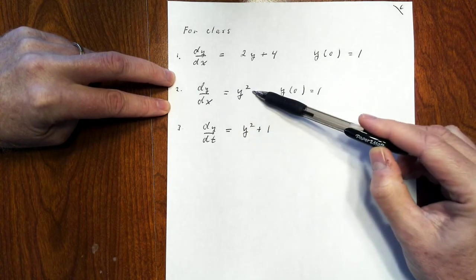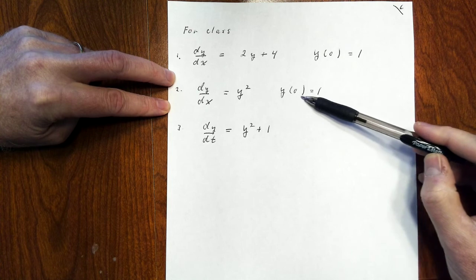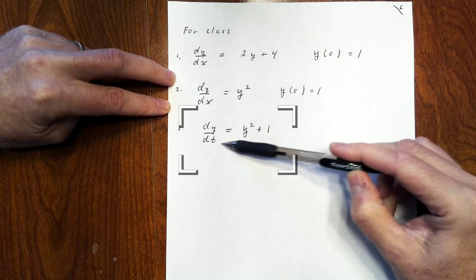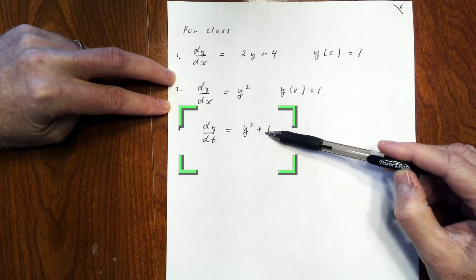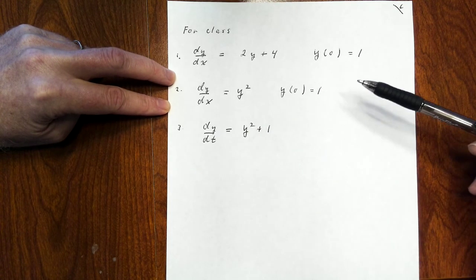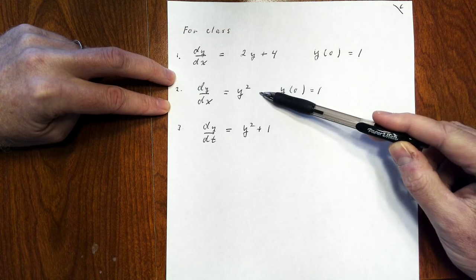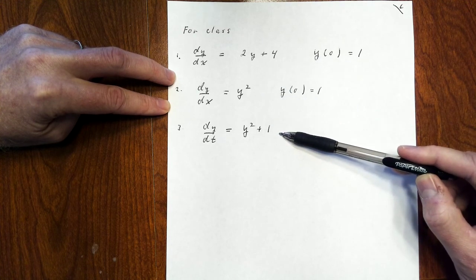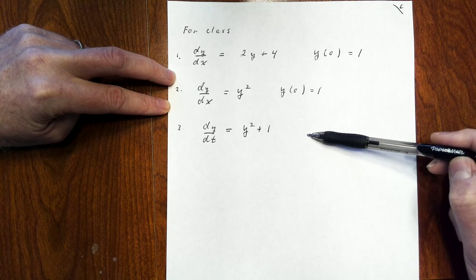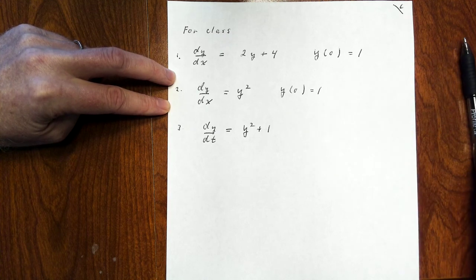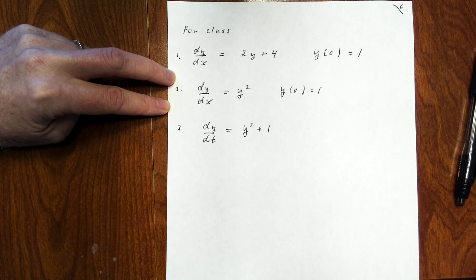dy/dx equals y squared. The initial value y of 0 is equal to 1. And then dy/dt equals y squared plus 1. For each of these, you should find y in terms of x, y in terms of x, y in terms of t. However, this third example does not have an initial value, so it will have an arbitrary constant. So please do these for the next class.